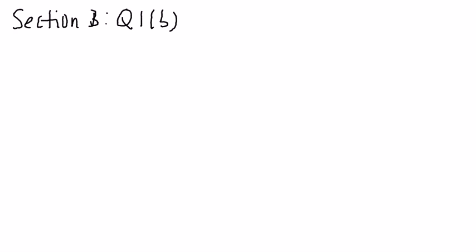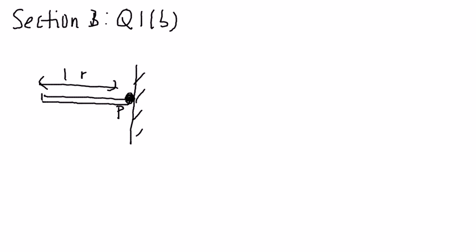Here is the wall. There's a plank attached to the wall, and it's given to you. This end is your pivot. It's indicated here. The pivot is here. And the length of the plank from the pivot is about 1 meter.